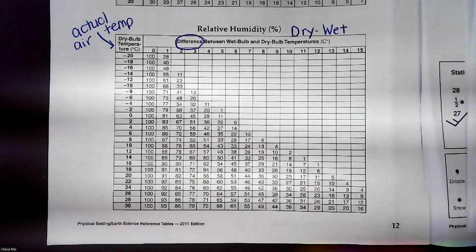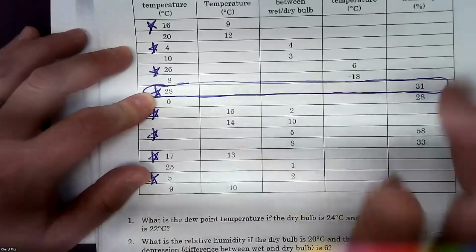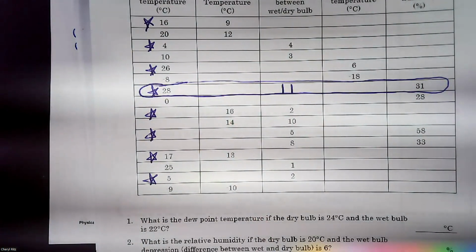Watch this. I'm using the 28 dry bulb, and look at that. There's a relative humidity of 31 there. Now that I know the relative humidity is 31, dry bulb 28, off this chart, what else do I know now? I now know the difference is 11. So I work with what they gave me, and I knew the dry bulb, I knew the humidity. Now I know the difference is 11. If the difference is 11, can I figure out the wet bulb?